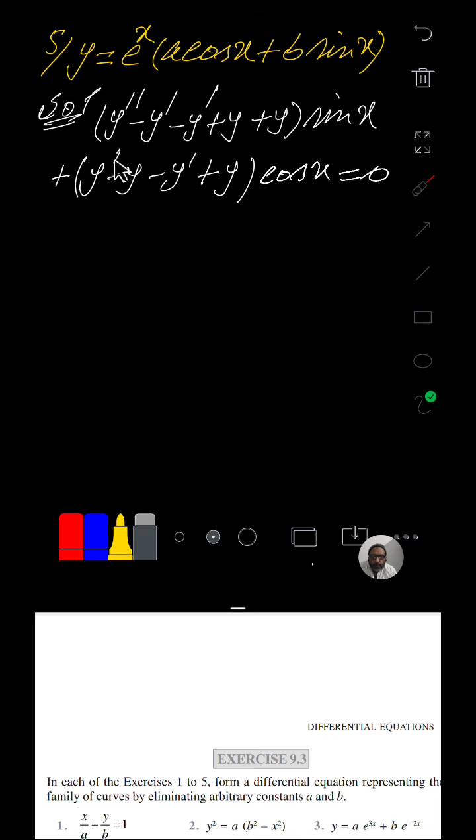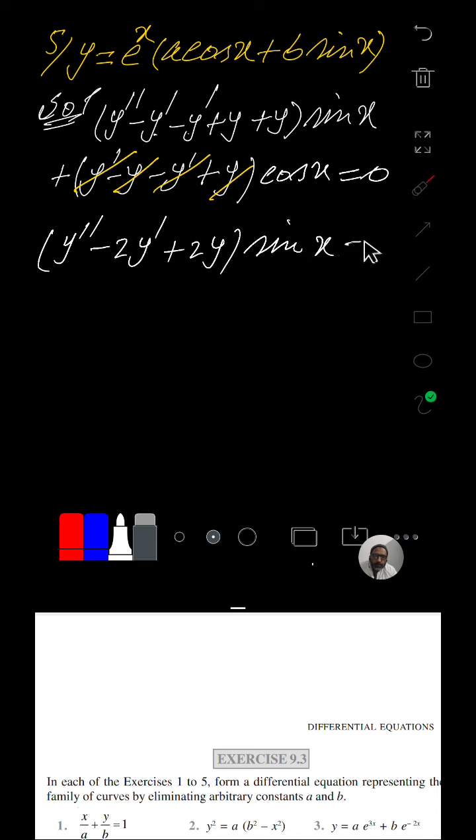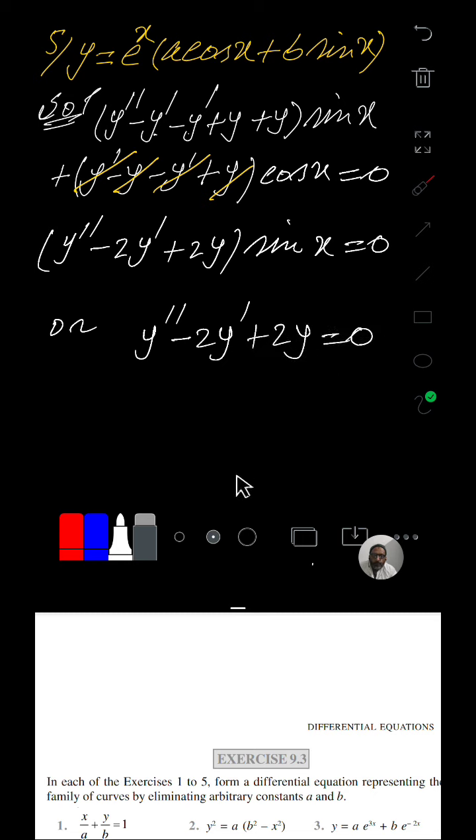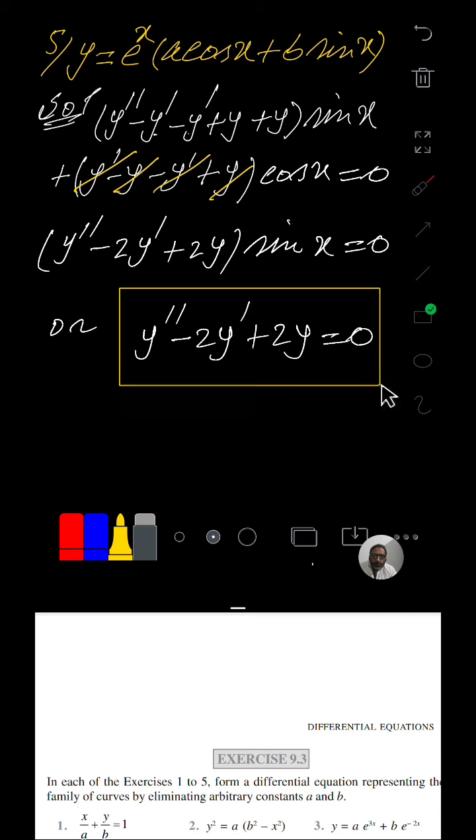You see in this bracket, positive y dash and negative y dash cancelled, negative y and positive y cancelled. We get only the first term and the second term becomes 0. So simplifying the first term, we get y double dash minus y dash minus y dash becomes minus 2y dash, and plus y plus y becomes 2y, sin x is equal to 0. So transposing sin x to the right hand side, we get simply y double dash minus 2y dash plus 2y is equal to 0. This is the required differential equation.